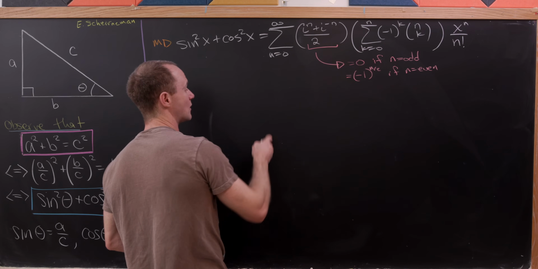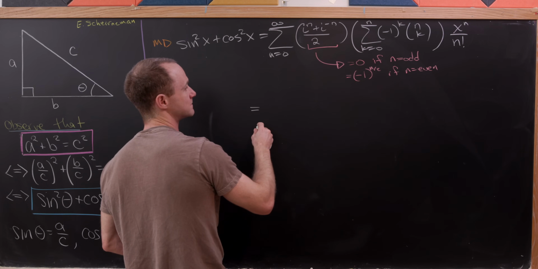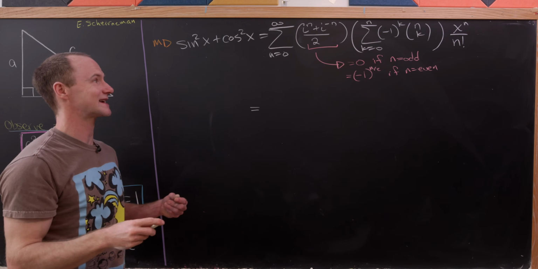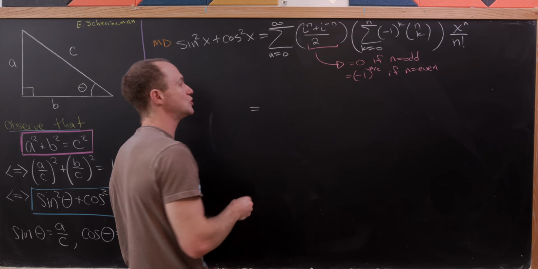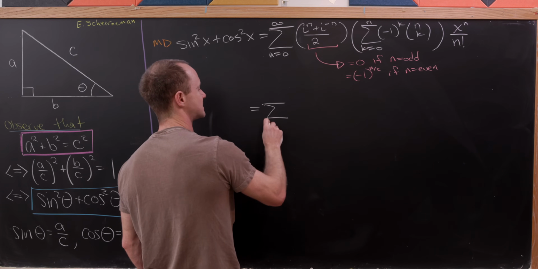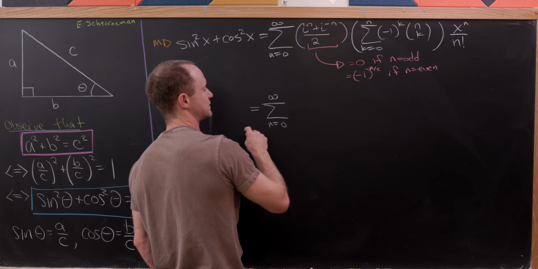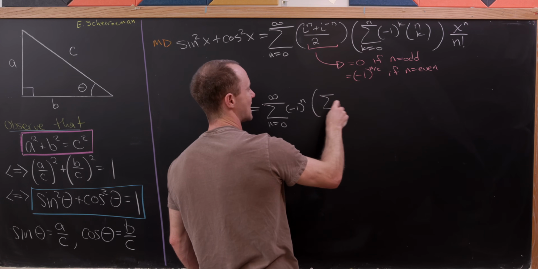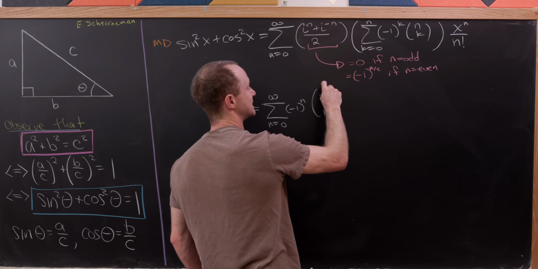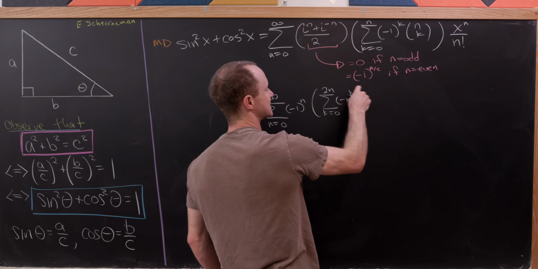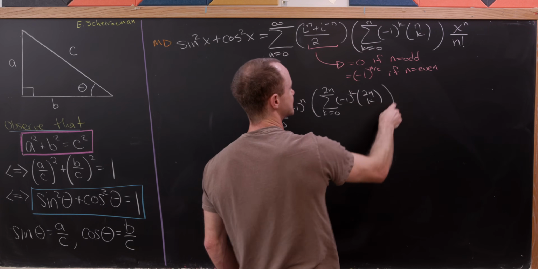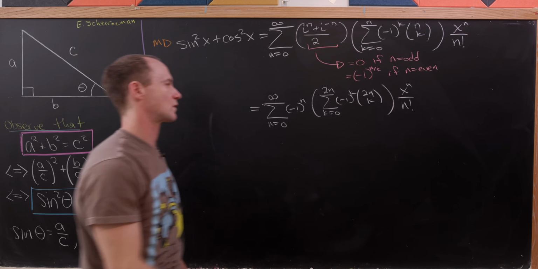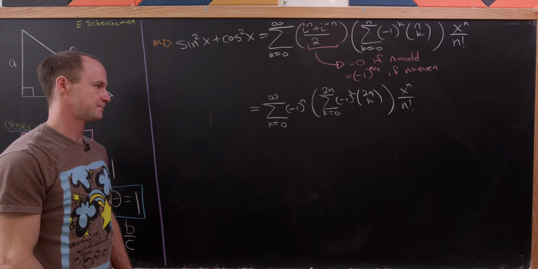Well, now we can only keep the even terms, and by only keeping the even terms, we can re-index this thing, replacing n with 2n, and that's going to give us this sum as n goes from 0 up to infinity of minus 1 to the n. And then here we have the sum as k goes from 0 to 2n of minus 1 to the k, and then 2n choose k. And then we've got x to the n over n factorial. So we're left with something like that.